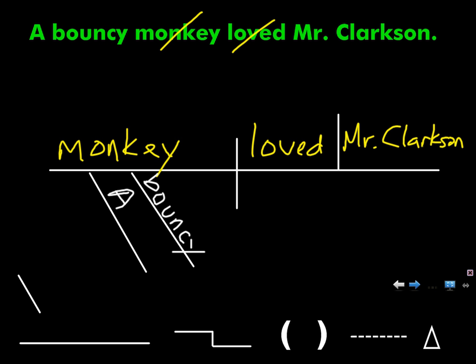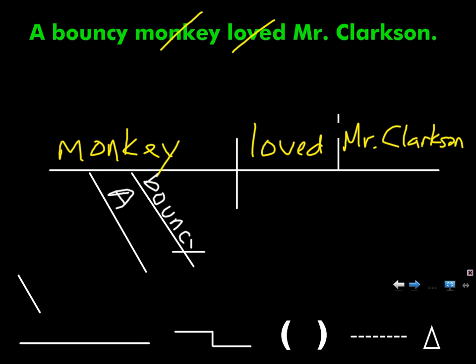Remember that I said that nouns go on the horizontal lines? Horizontal lines figure nouns and verbs. Adjectives fall like this because they modify. So they're slave to something, they fall below it. But Mr. Clarkson is the direct object. That vertical line indicates a direct object position.